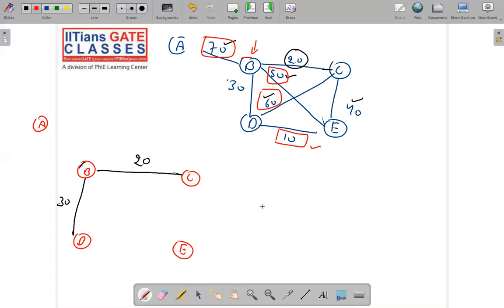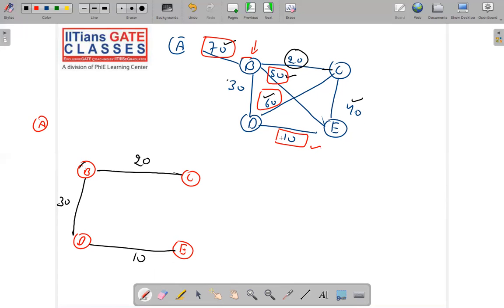So this one, 10, is the minimum one. Let's enter it here. Now, from B, C, D, E, which is the minimum remaining edge? It is 40. If you try to enter 40 here, it will cause an issue because it will make a loop, and in a minimum spanning tree we know that there is no loop. So we won't consider this edge. We cannot consider 40.